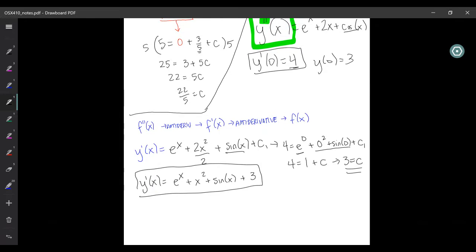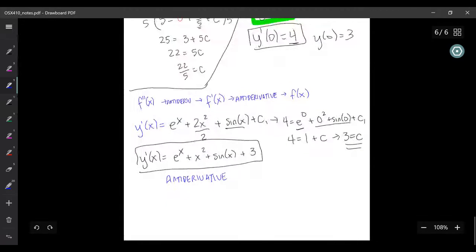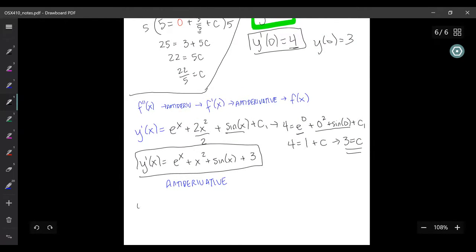Now we're going to take another antiderivative. If we do that, we're going to get the original function y of x. The antiderivative gives e to the x plus x cubed over 3. The derivative of cosine is negative sine, so negative cosine is the antiderivative of sine. Plus 3x, plus, I'm going to call this C2 here. I'm going to show you this now, since I'm running out of space.